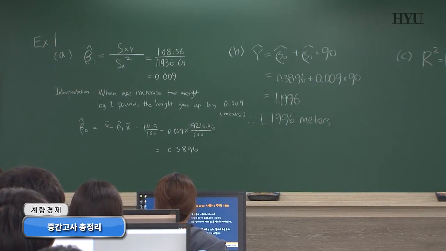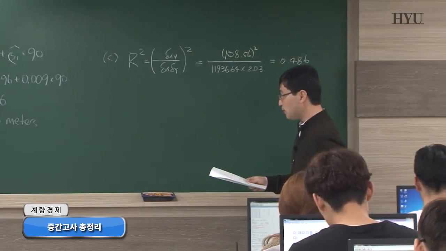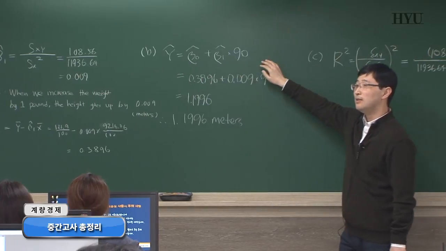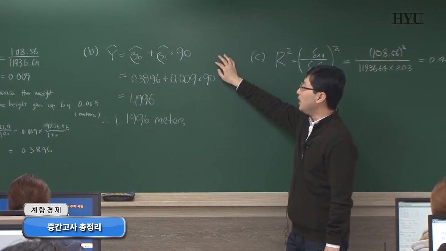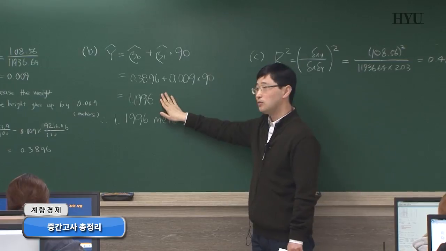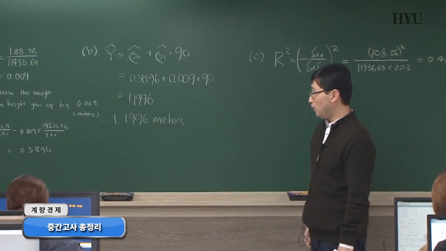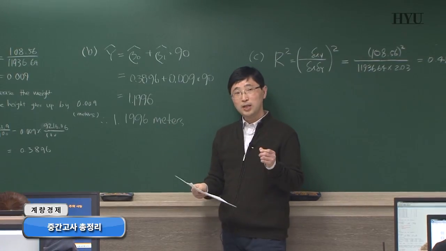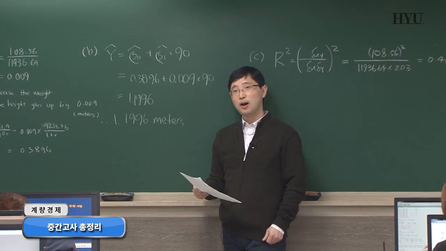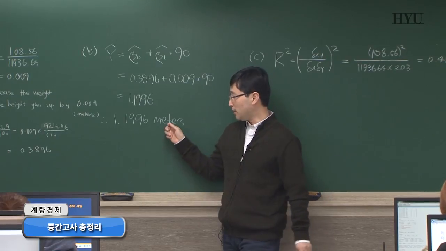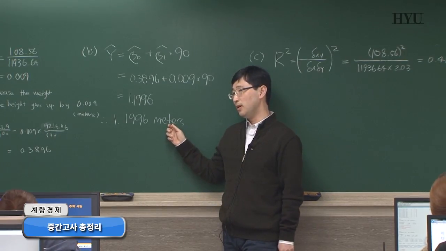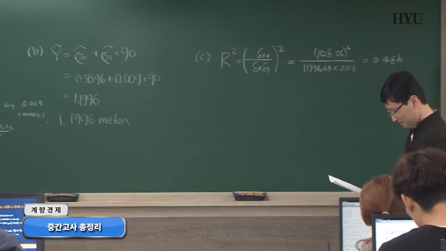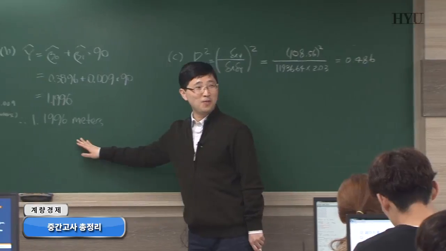Part B, predict the height of a child whose weight is 90. So we use this regression line, the sample regression line. When x is 90, you just evaluate this. So the answer is 1.19, again, meter. So here, the unit is very clear, right? The unit for x and y is very clear. So I want you to write down the units specifically. It's very important, actually. So that's B. Did you get this answer?